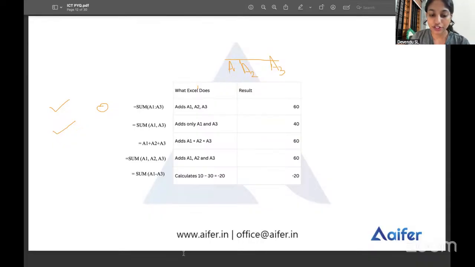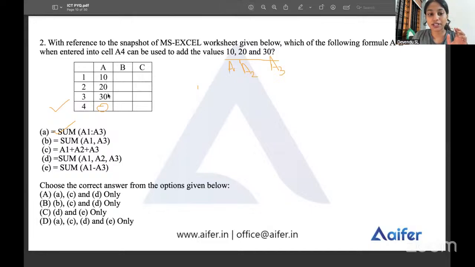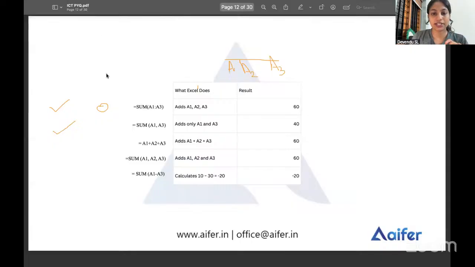We can look at which formulas can be put in A4 to add A1 plus A2 plus A3, and we have to get what answer? A1 plus A2 plus A3 gives what? 60, right? So we have to get 60. In order to get the number 60, which of the following formulas can be used in the cell A4? That's the question.